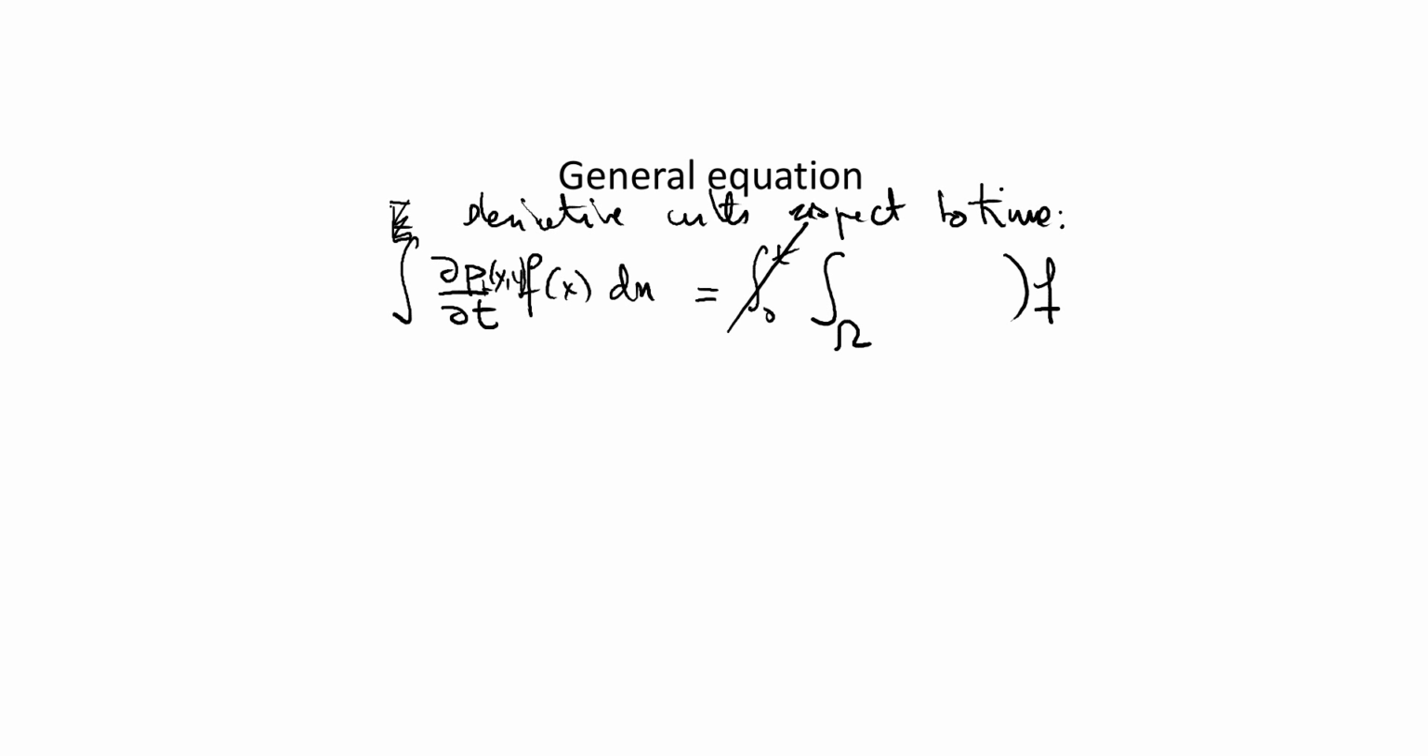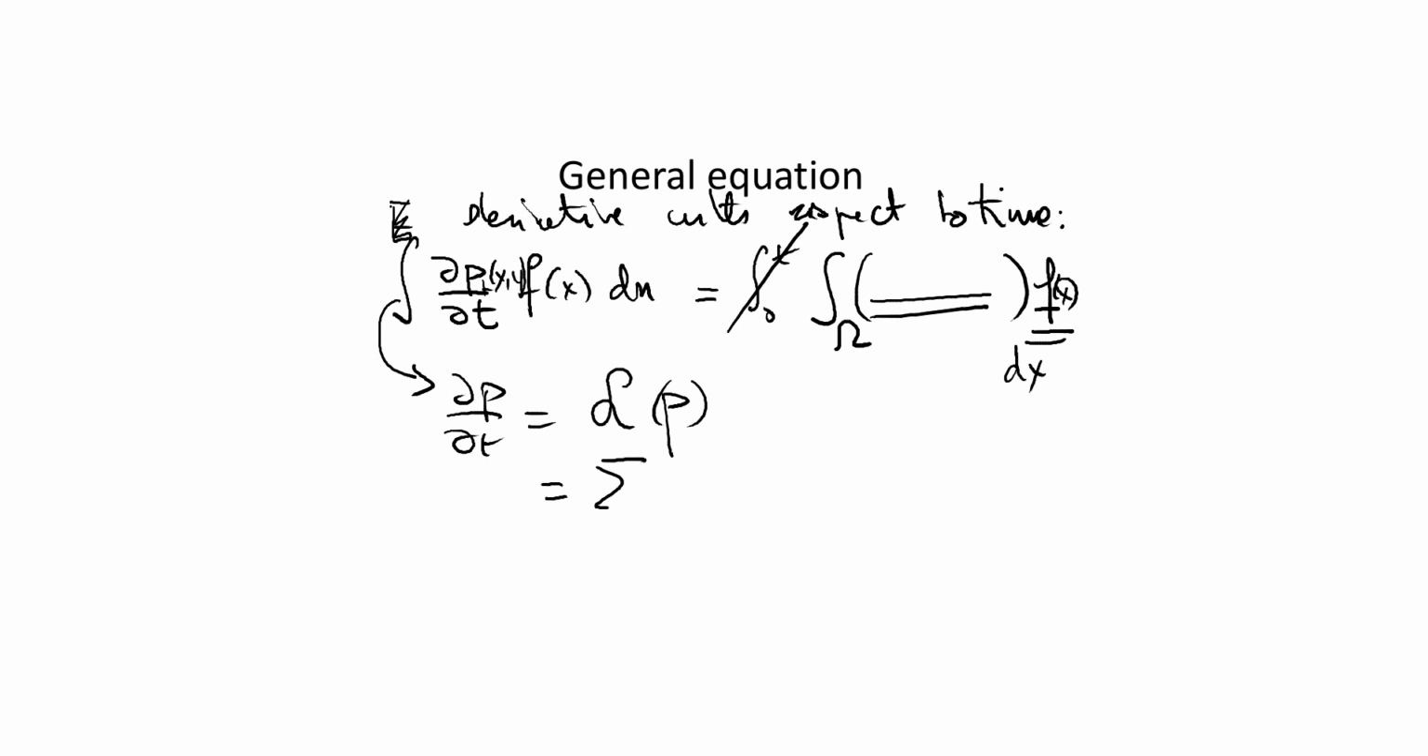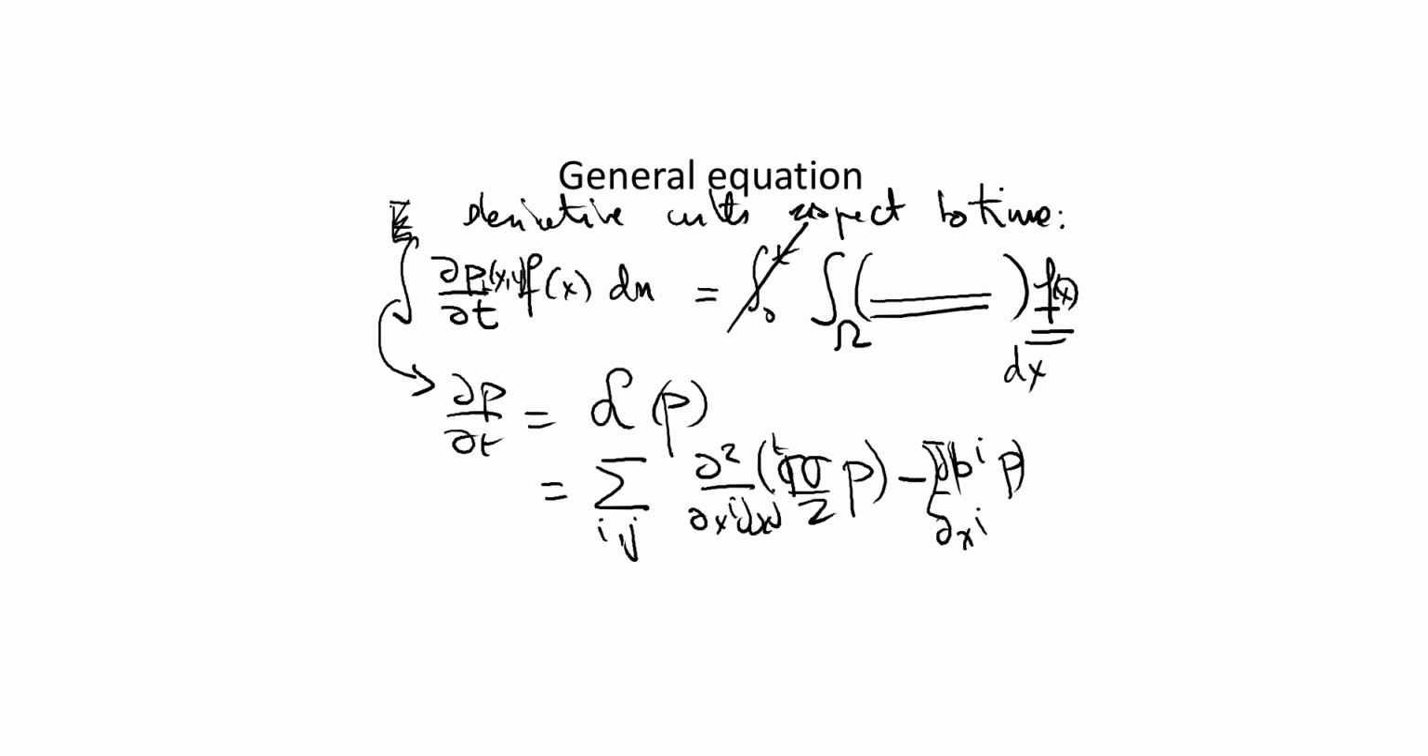something equals the term here that we have calculated, and this will be true for all function f of x dx. So finally, this will give that dp/dt equals L of p, where the operator L is exactly the sum of d/dx_i d/dx_j multiplied by sigma transpose sigma divided by 2 multiplied by p, minus b_i p, and this is the sum d/dx_i, and here we have to sum over i, j from 1 to the dimension of omega. So this is precisely the Fokker-Planck equation.